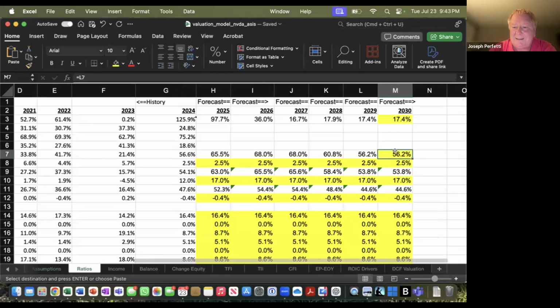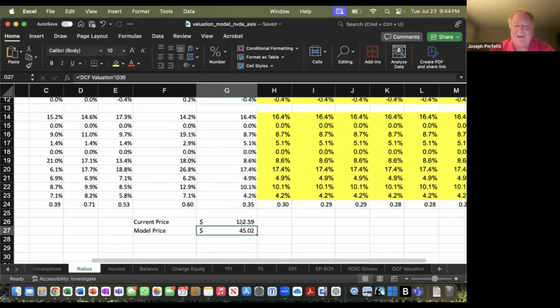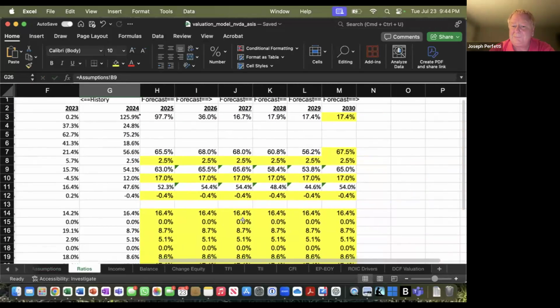That means that this needs to be 67.5. So at a 67.5% EBITDA margin in perpetuity, which is what the trading multiple suggests, I get a 65% EBIT margin. And oh, by the way, that gets me to a share price of 45. And right now they're at 122. Does everybody understand what I did conceptually? I used the trading multiples to estimate the long-term EBIT margin. But since I can't change the EBIT margin, I change the EBITDA margin to get my EBIT margin.